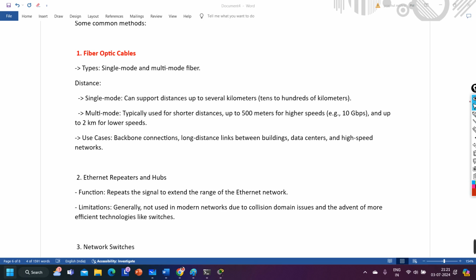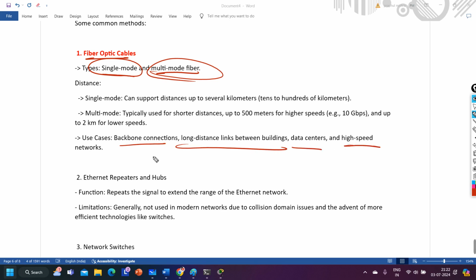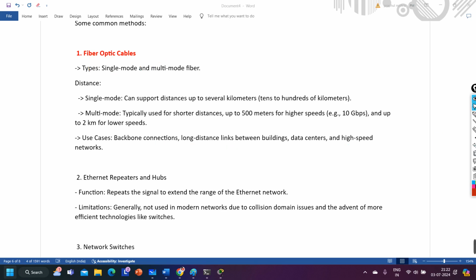Okay, leave it for now. Next cable is after Ethernet. Which cable am I using? Optical fiber. We have two types of optical fiber: single mode, multi mode. Single mode is for long distance, multi mode is for average distance. A real time example can be when we are connecting multiple buildings together, when we are connecting backbone connection in the data center, or for high speed network.